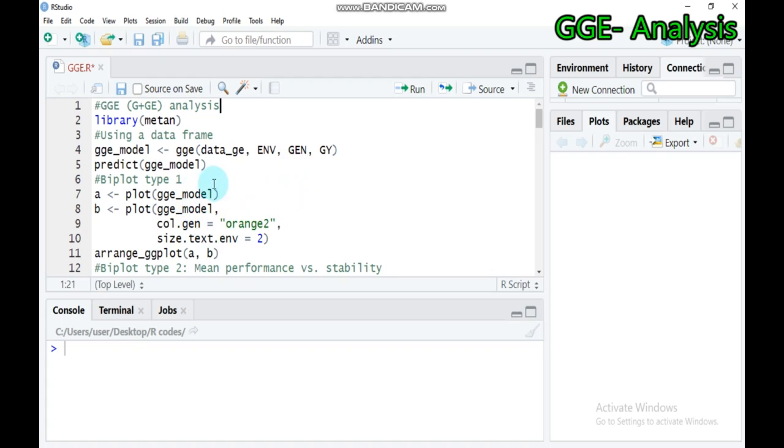So a biplot cannot be produced without centering. If you don't center, the biplot will not be generated.